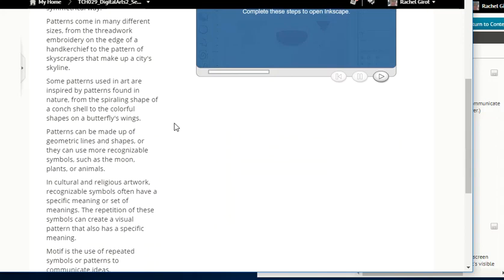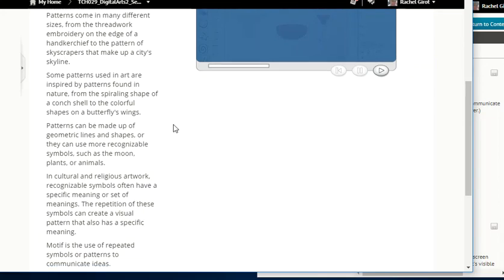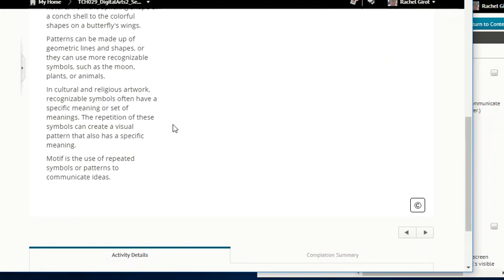Some patterns used in art are inspired by patterns found in nature, from the spiraling shape of a conch shell to the wonderful shapes on a butterfly's wings. Patterns can be made up of geometric lines and shapes, or they can use more recognizable symbols such as the moon, plants, or animals. In cultural and religious artwork, recognizable symbols often have a specific meaning or set of meanings. The repetition of these symbols can create a visual pattern that also has a specific meaning.